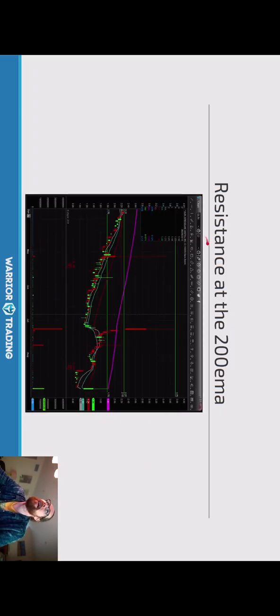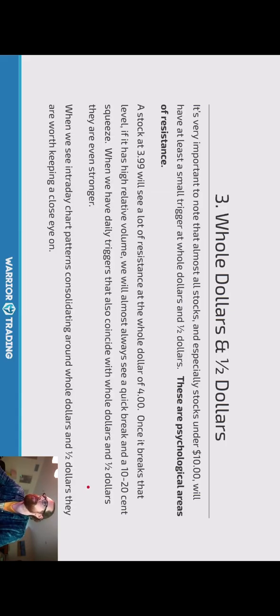Another one, BLIN at the 200 right here, tapping to $1.81. History of red candles definitely creates more weakness.